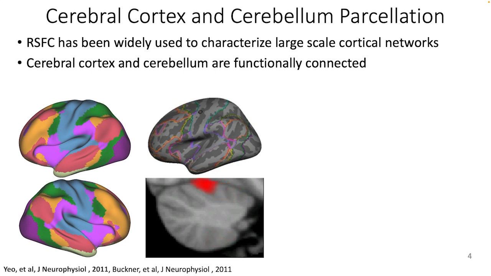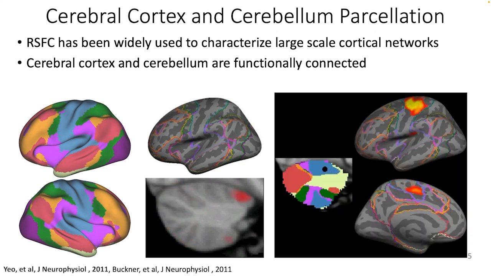The cerebral cortex and the cerebellum are functionally connected. In this video, as the seed is moving across the cortical surface, there are observable changes of functional connectivity patterns in the cerebellum. Similarly, when the seed is moving in the cerebellum, the functional connectivity patterns on the cortical surface are also changing.